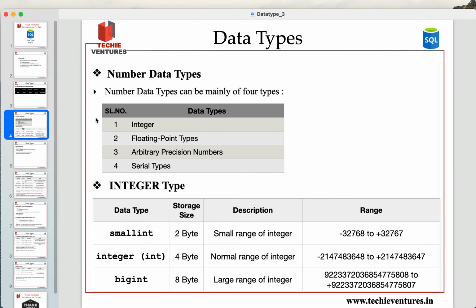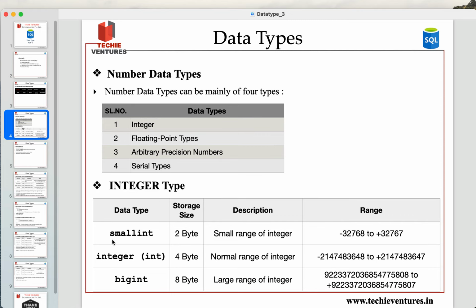In the previous video we have seen that numeric data types can mainly be categorized into four types: integer, floating point types, arbitrary precision numbers, and serial types. And we have already seen that integer and serial data types both denote the same thing. If you broadly categorize your numbers into two types, decimal and integer, then integer and serial data types point to the integer type, and floating point types and arbitrary precision numbers boil down to decimal data types, right?